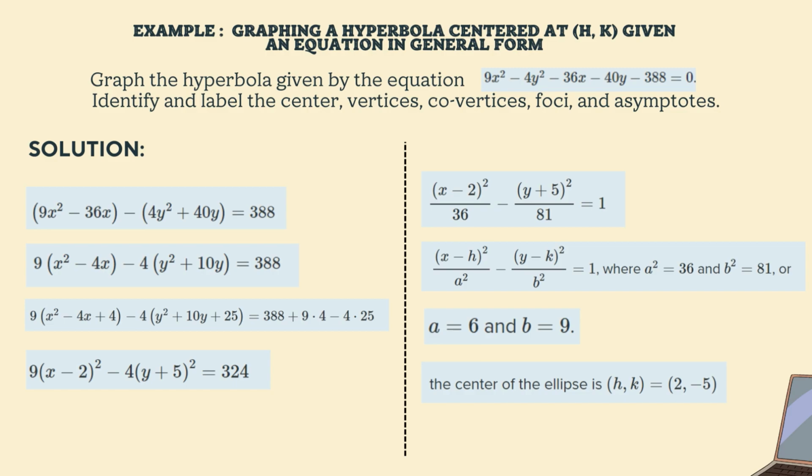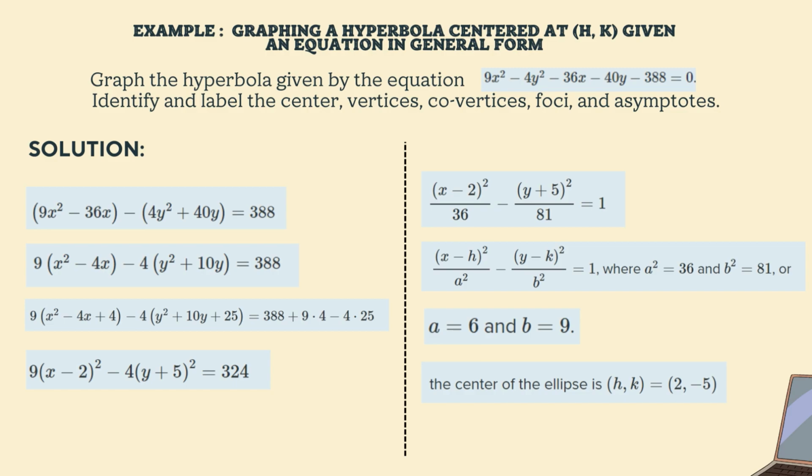So we will start by expressing the equation in standard form. So we will convert it from general form to standard form. We will group the terms that contain the same variable and move the constant to the opposite side of the equation. So we have the quantity of 9x squared minus 36x minus the quantity of 4y squared plus 40y is equal to 38. Factor the leading coefficient of each expression. So our equation would go like 9 times the quantity of x squared minus 4x minus 4 times the quantity of y squared plus 10y equal to 38.